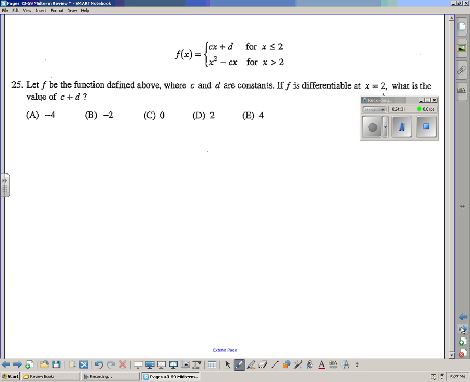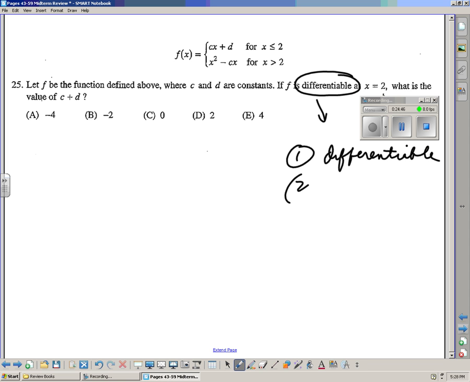25 says let f be the function defined above where c and d are constants. If f is differentiable at 2, what is the value of c plus d? Interesting question. If f is differentiable, this really means 2 things. 1, differentiable. You might be saying, well, duh, Mr. B. But 2, it means that the function's continuous.